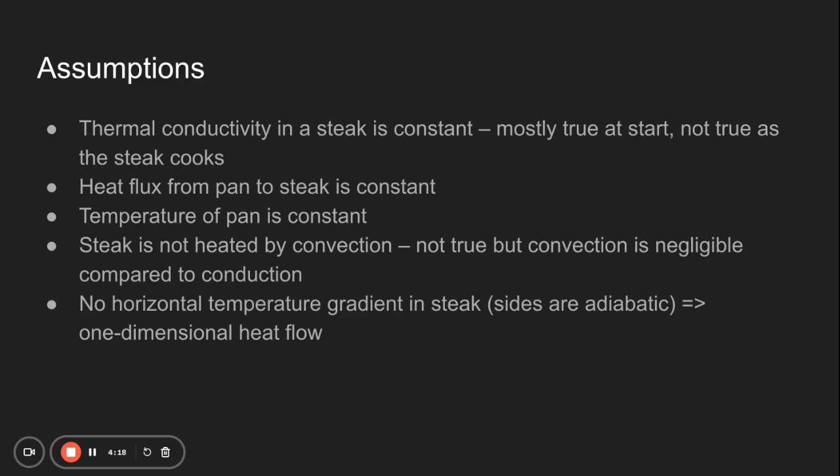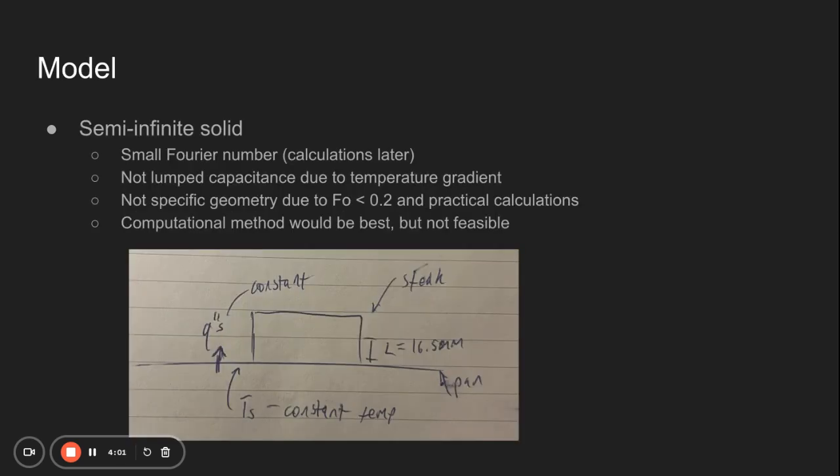Additionally, that the steak is not heated by convection is another assumption. It will be a little bit, but this is negligible compared to the conduction heating. And then finally, there's no horizontal temperature gradient in the steak, basically assuming the sides of the steak, from the reference frame of the center of the steak, are adiabatic. We just have one-dimensional heat flow here. This is a pretty reasonable assumption.